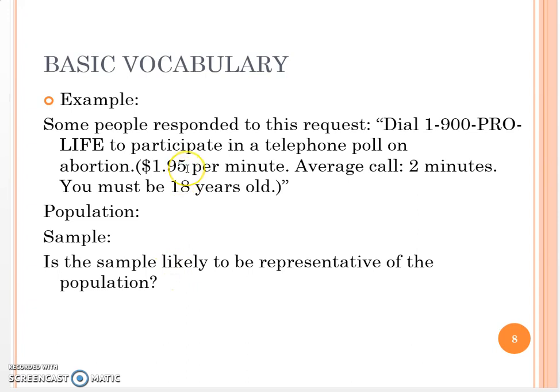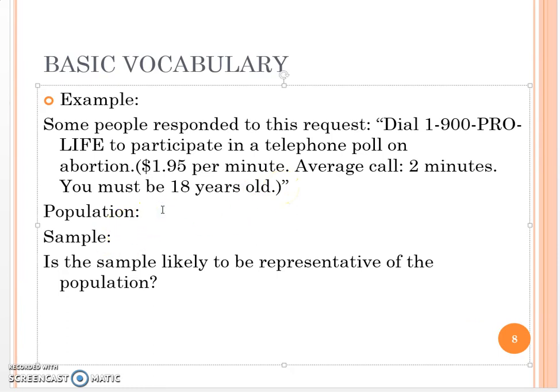The next example talks about one statement that we've seen in some newspapers, though you probably aren't quite familiar with it. Some people responded to this request: Dial 1-900 pro-life to participate in a telephone poll on abortion. $1.95 per minute, average call 2 minutes. You must be 18 years old.